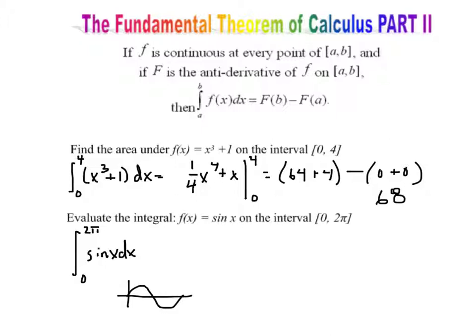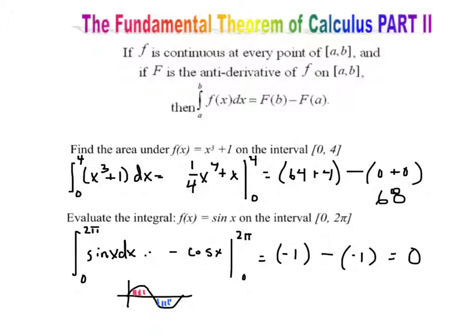Hopefully you have some inclination to think that the answer here should be 0, because this positive area that we know is 2 and this negative area that's negative 2 will cancel out. So the antiderivative of sine x is negative cosine x, evaluated at 2 pi and at 0. Well, the cosine of 2 pi is 1, so negative cosine of 2 pi is negative 1. The cosine of 0 is 1, so negative cosine of 0 is negative 1. So this does come out to be 0.